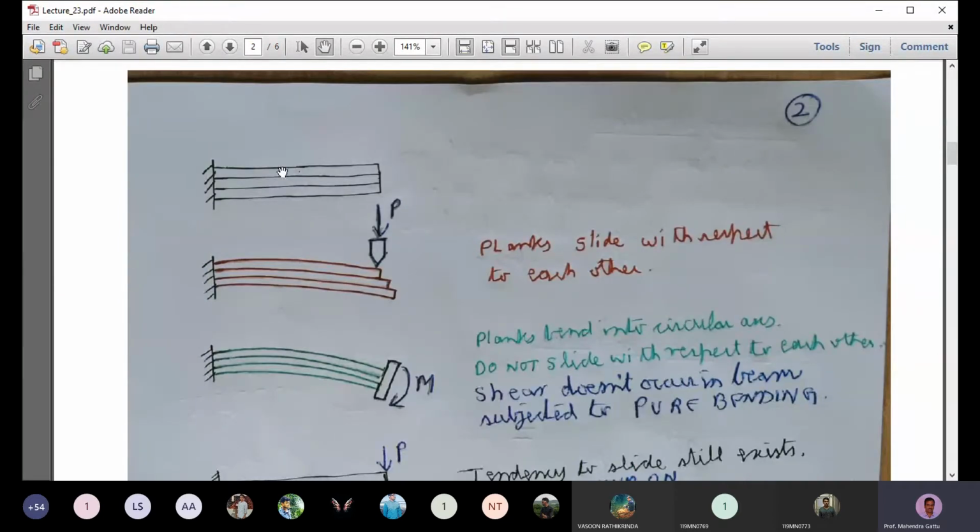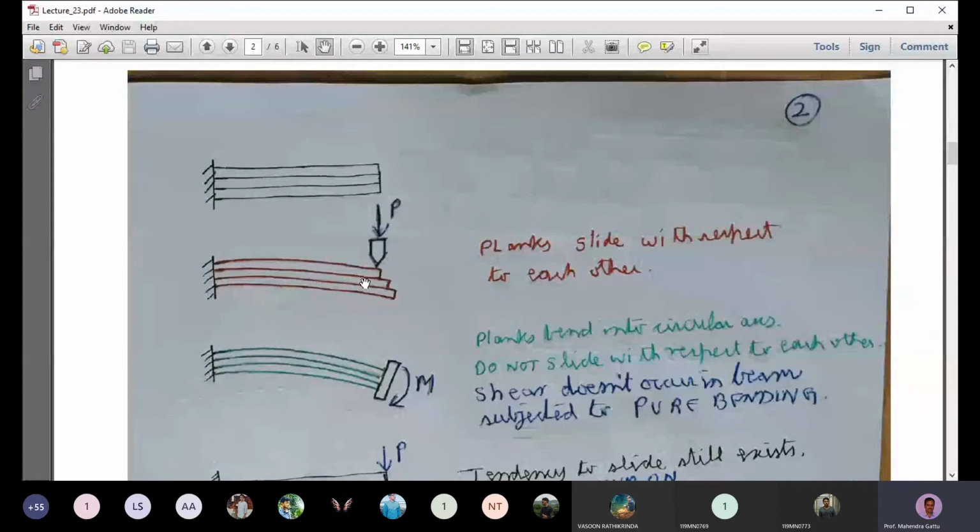So here what we have is a set of beams. It's a cantilever beam, fixed at one end and free at the other end. These are a set of beams acting together, but there is no bond between the top beam, the middle beam, and the bottom beam. Now we will apply a load on this beam at the free end. When we apply the load, all three beams will bend, and we can see that there is some sliding taking place.